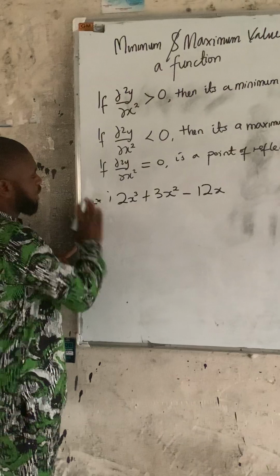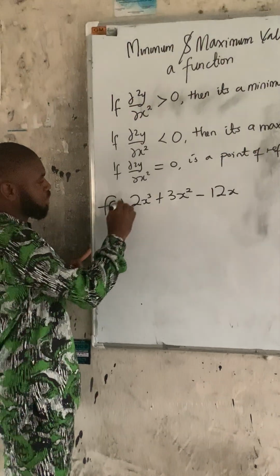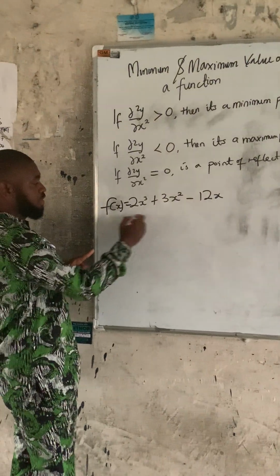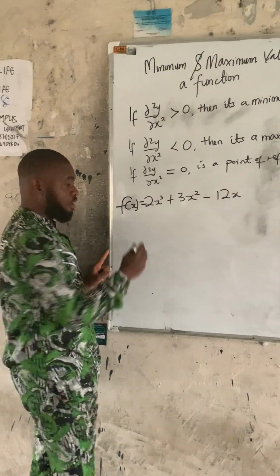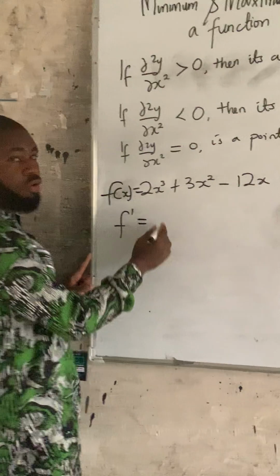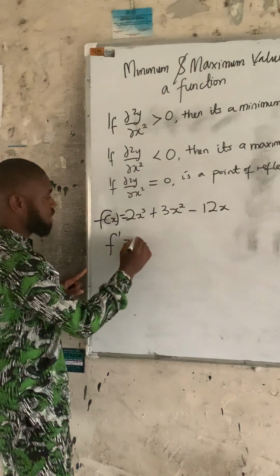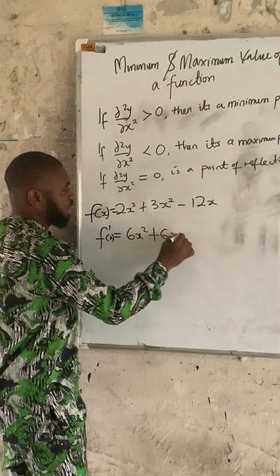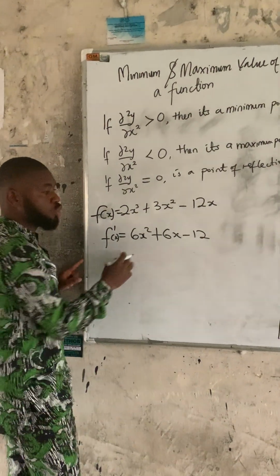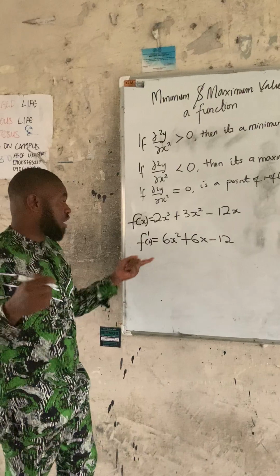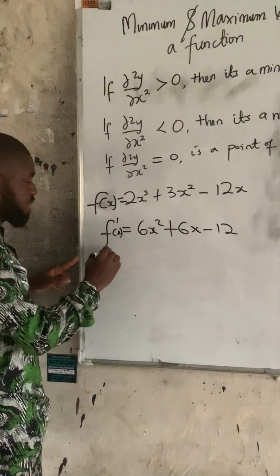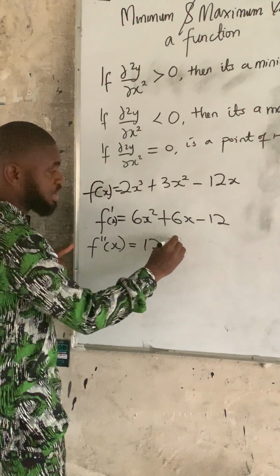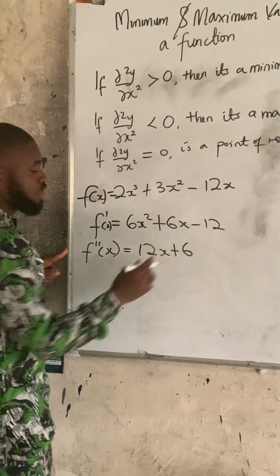This equation is f of x. Most times you see it like this, f of x is equal to this. I'll first find the first derivative, and I will have 6x squared plus 6x minus 12. Also, I will need the second derivative. I'll need it later. I'll have 12x plus 6. So this is the second derivative.